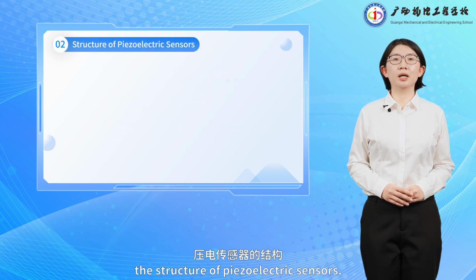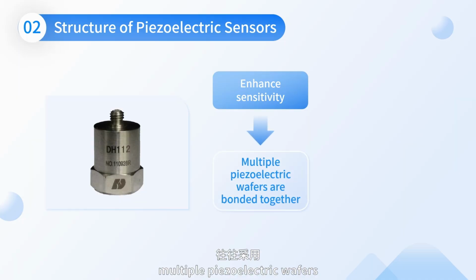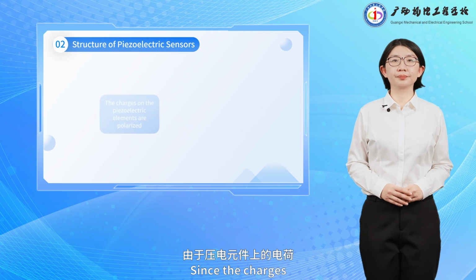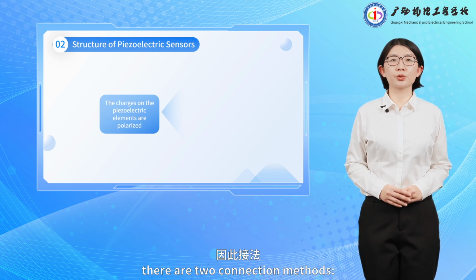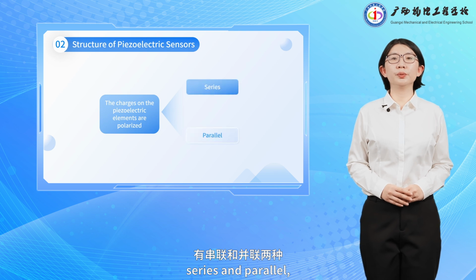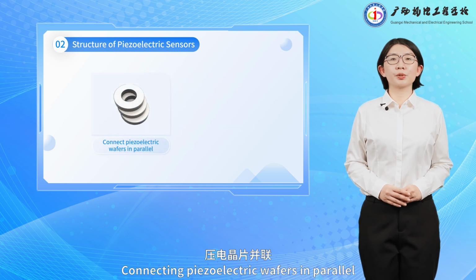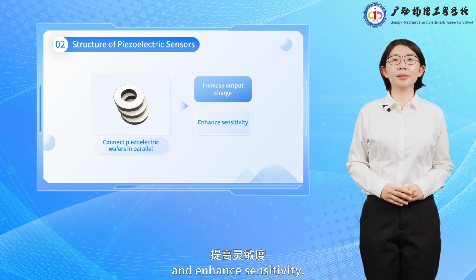Now, let's learn about the structure of piezoelectric sensors. To enhance the sensitivity of piezoelectric sensors, multiple piezoelectric wafers are often bonded together. The two-piece structure is the most commonly used. Since the charges on the piezoelectric elements are polarized, there are two connection methods, series and parallel, with the parallel connection being typical. Connecting piezoelectric wafers in parallel can increase output charge and enhance sensitivity.